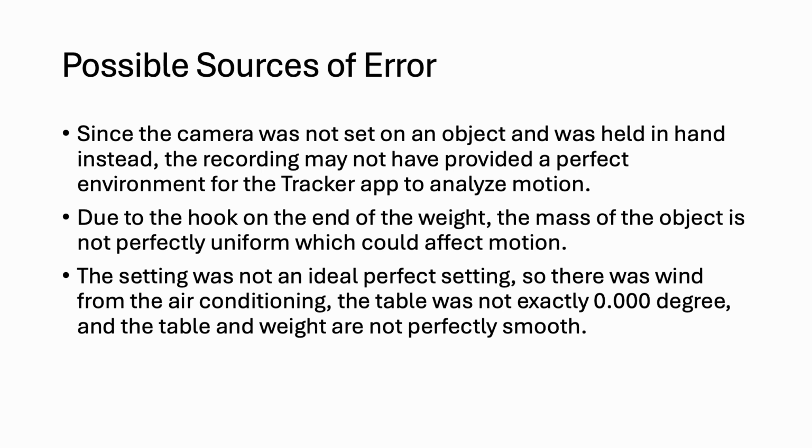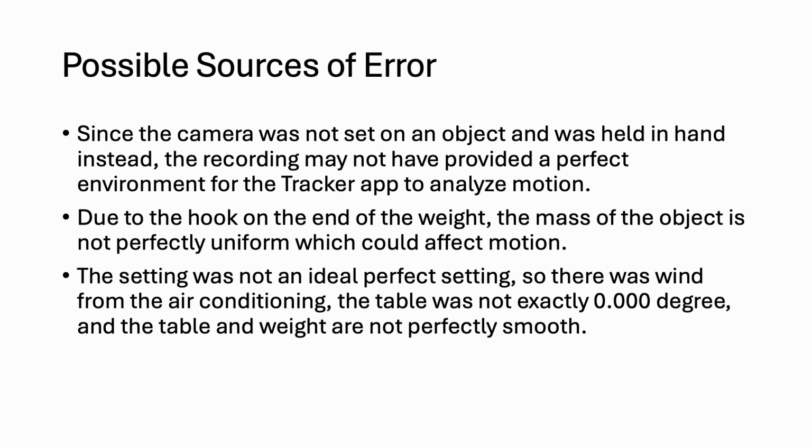As you could see from the graphs, they were not perfect, so there were some possible sources of error that could have caused this. First one is, since the camera was not set up on an object and was instead held in hand, the recording may not have provided a perfect environment for the Tracker app to analyze the motion perfectly. Due to the hook on the end of the weight, the mass of the object is not perfectly uniform, which could have affected the motion.